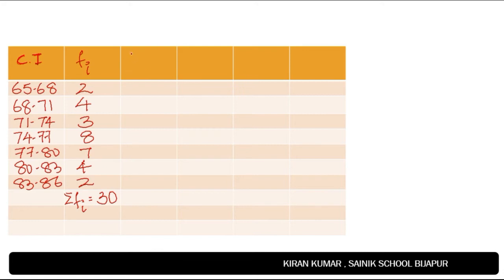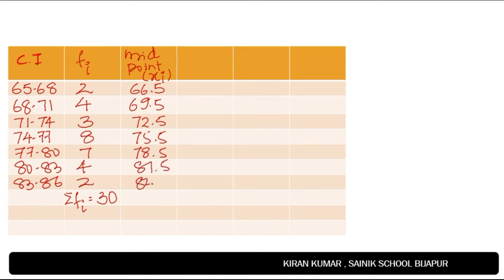For finding the step deviation method, we would like to find the midpoints. The midpoints, I'll just mention it as xi. So the mid of 65 to 68 is 66 and a half. Next is 69 and a half, 72 and a half, 75 and a half, 78 and a half, 81 and a half, 84 and a half. These are the mid values. Now I would like to find the value of ui, which is xi minus assumed mean divided by h.